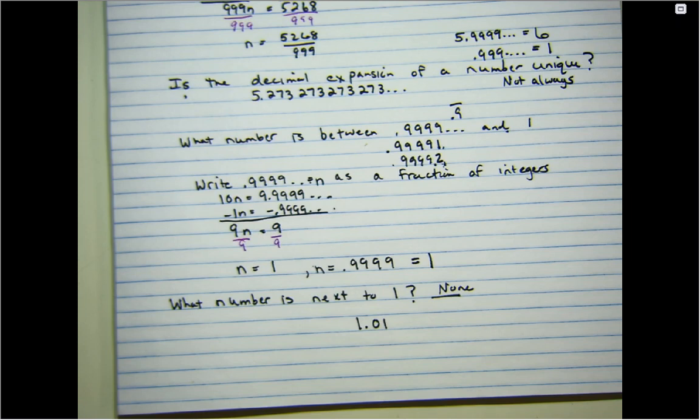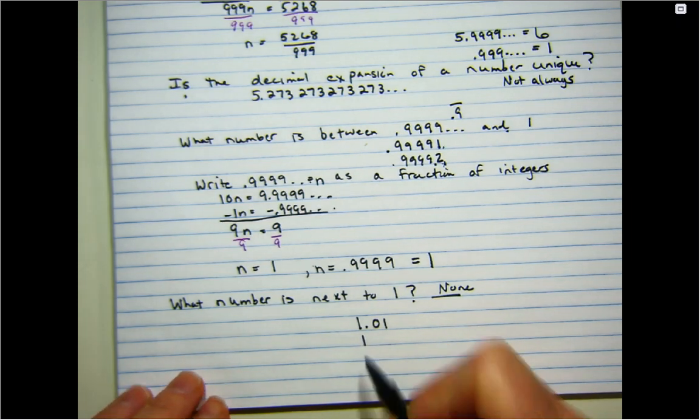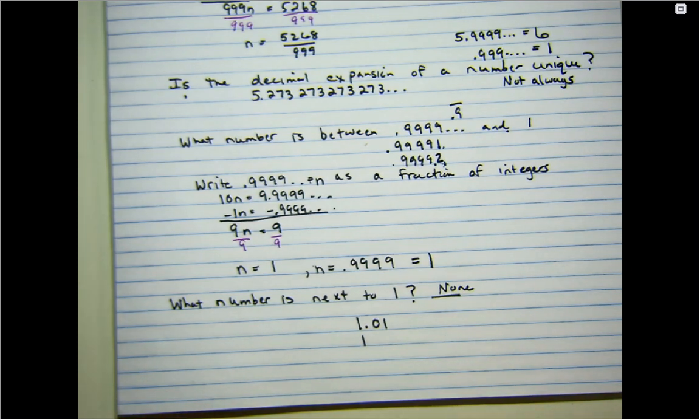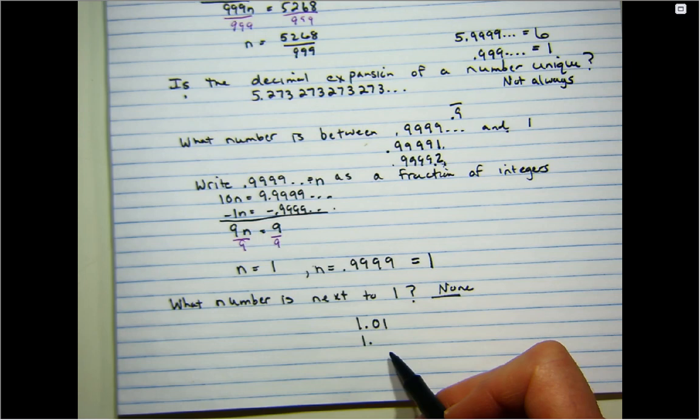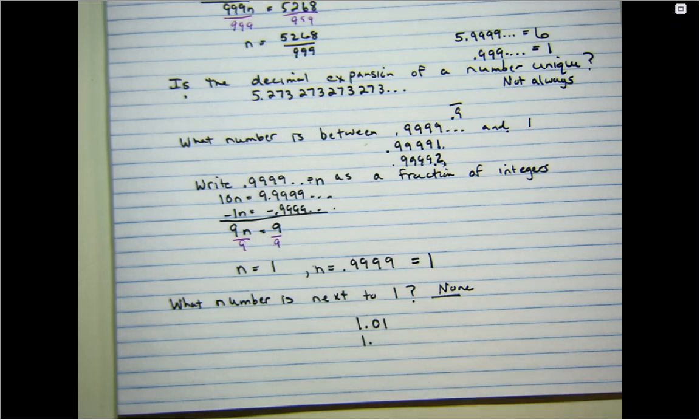Is it binary? Nope, doesn't have to be binary. Is that why there's no number next to 1? Because any number we pick, we can find a number closer. So what would be a number that falls between 1 and 1.01?